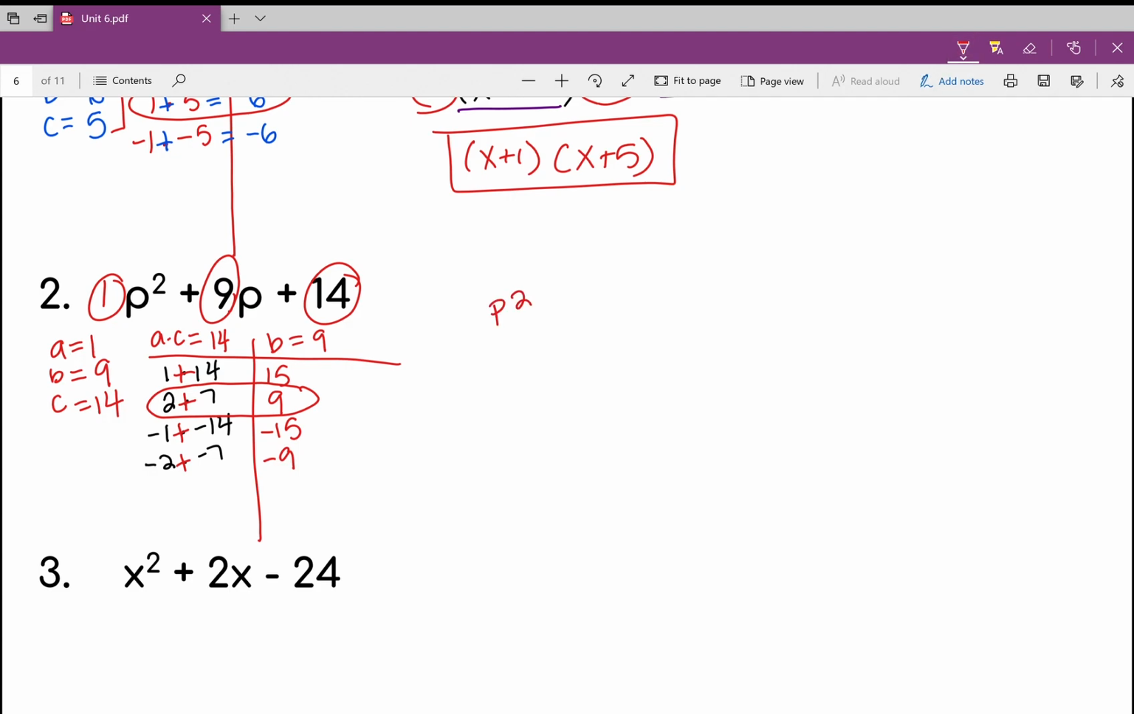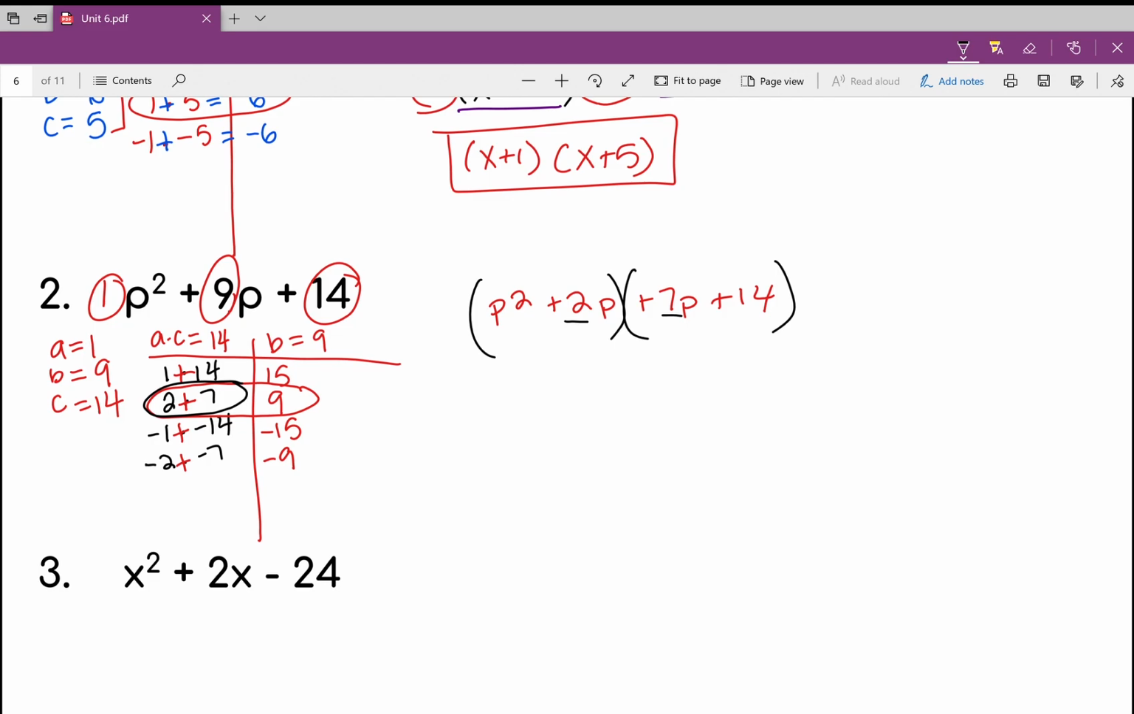So p squared plus 2p plus 7p plus 14. Remember, I'm finding these numbers right here. I am finding them from our table. The 2 and the 7 are from this 2 and 7 right here. Okay? Then I group them, so put parentheses around them. And then I start factoring out my GCF.